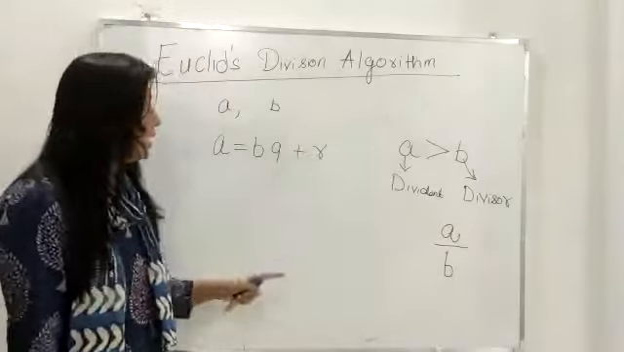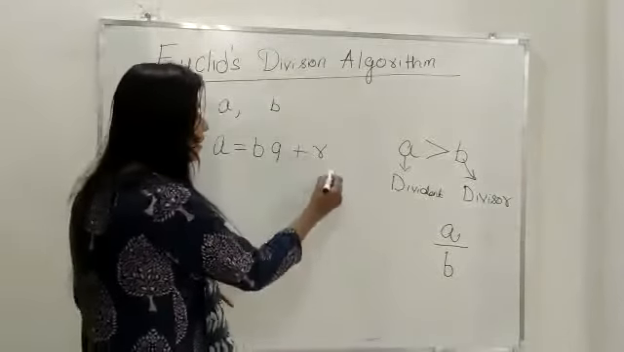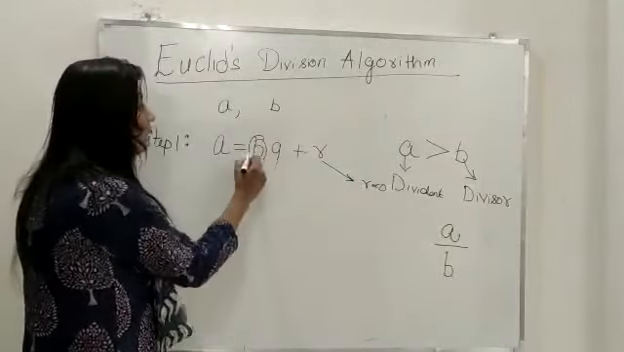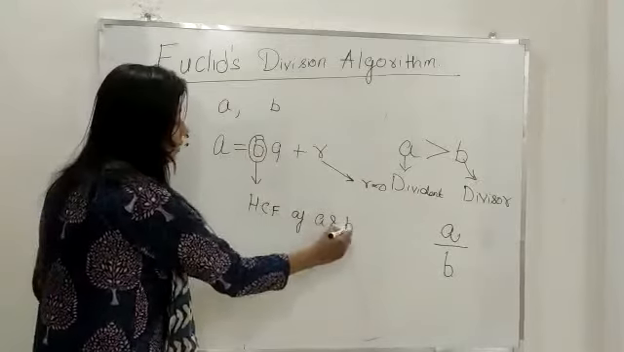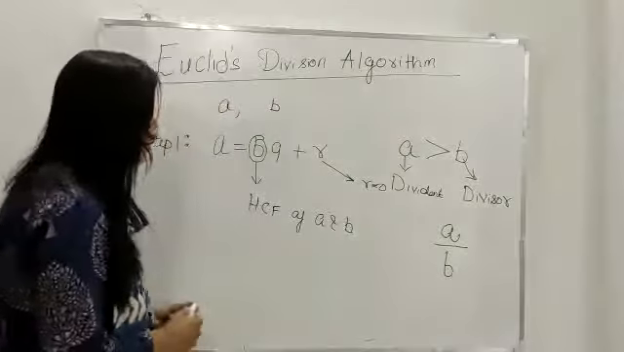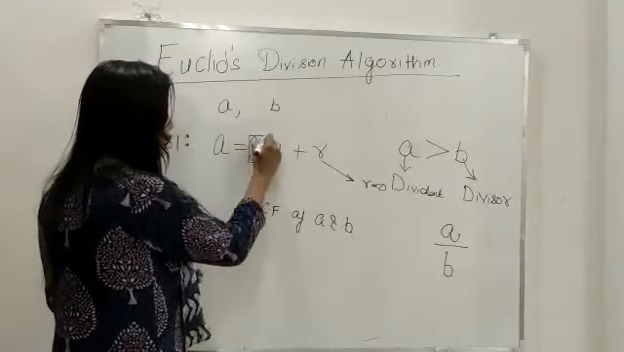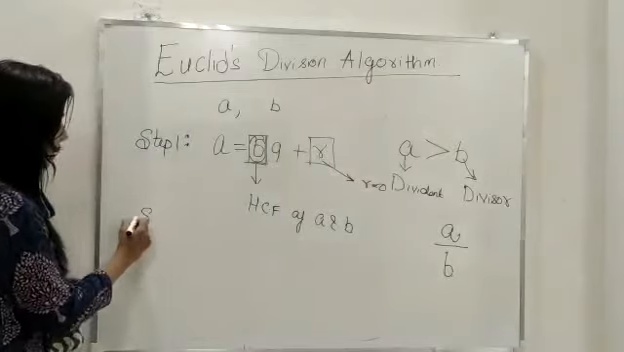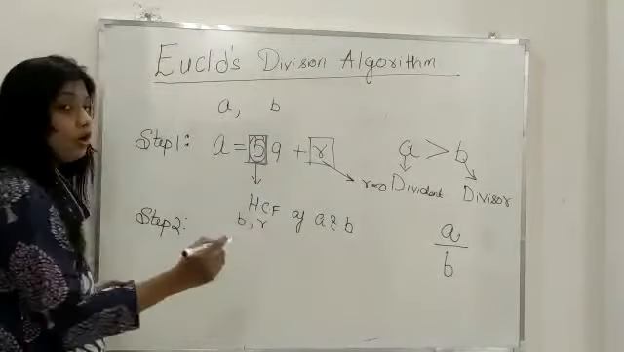If in my step 1 the remainder is 0, then my B will be HCF of A and B. But if R is not equal to 0, then you will consider these two numbers B and R, and in step 2, you will apply Euclid's division or long division on B and R.